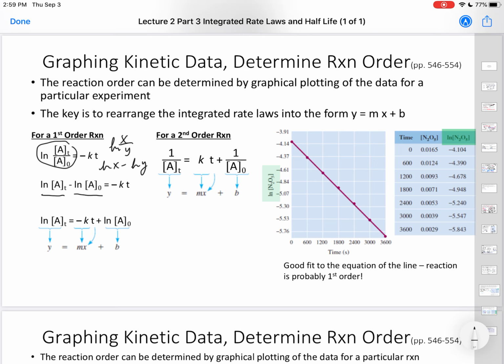Okay, so all we're going to do is move this to the other side. So we're going to add ln a of 0, and we're going to add that to this side. Let me rewrite that clearly.